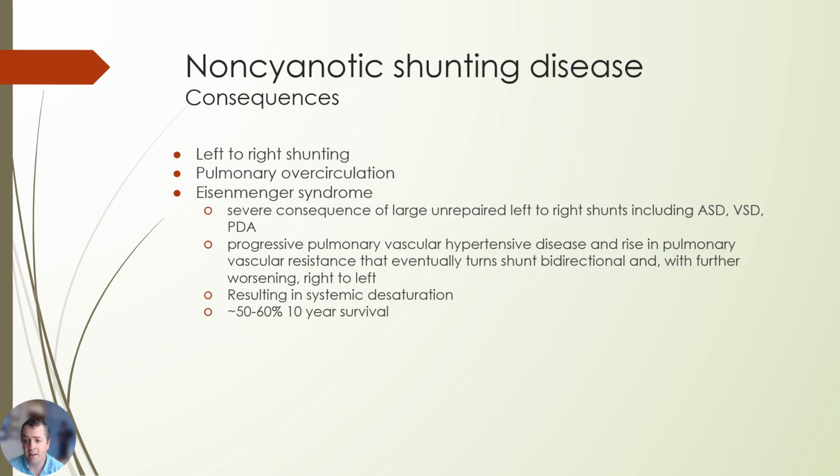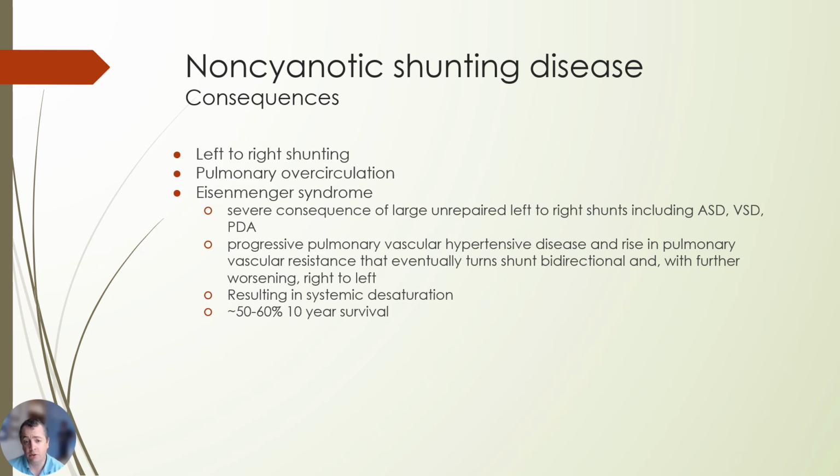Consequences of non-cyanotic shunting disease. We've talked about some of these already. Left to right shunting, pulmonary overcirculation, which again is abnormally high blood flow going across the pulmonary vasculature, leading to tachypnea, persistent oxygen requirements, poor PO feeding, failure to thrive, slow weight gain, pulmonary edema.